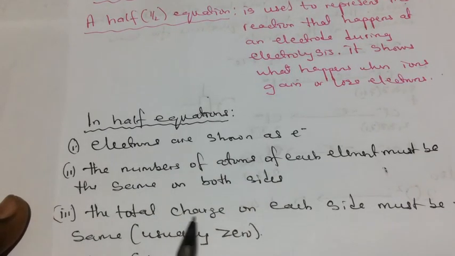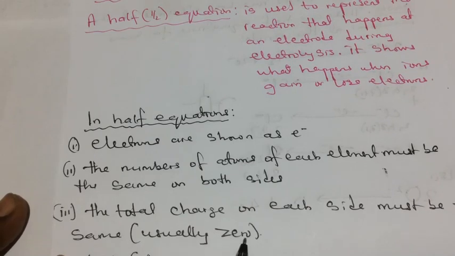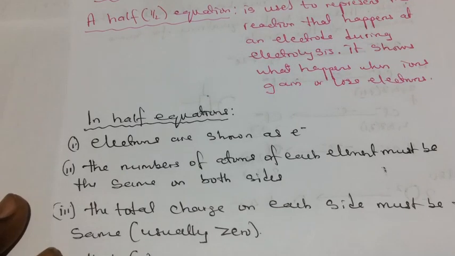The total charge on each side must be the same. Usually 0. Sometimes it can be what? Negative, with the same coefficient on both sides of the equation. Let's look at how you can write the cathode half-cell equation for the following cations.